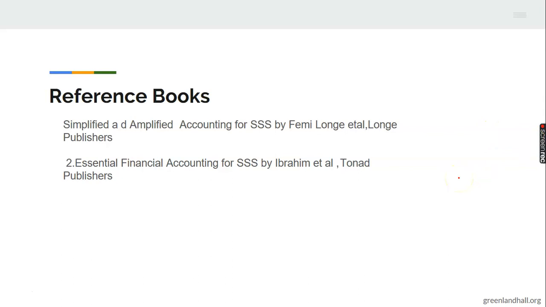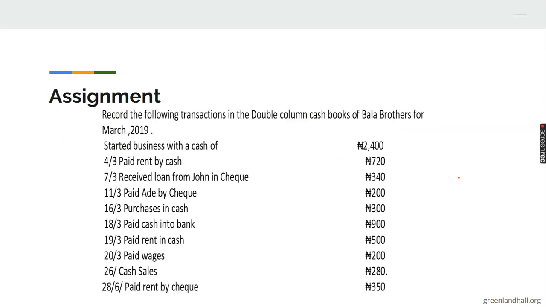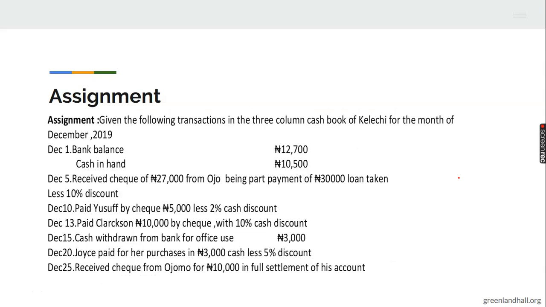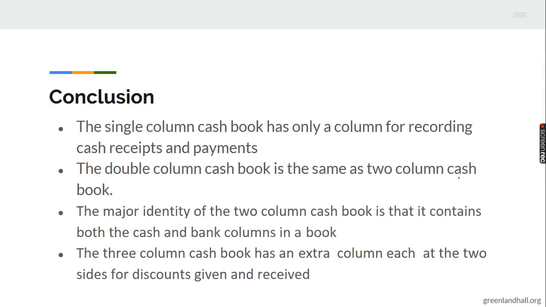Reference books: Simplified and Amplified Accounting for SS by Femi Lunge et al., Lunge Publisher; Essential Financial Accounting for SS by Ibrahim et al., Tunad Publishers. So the assignment, you are expected to work on the following. You have to work on them. That is the two assignments, one on double column cash book and the other one on 3-column cash book.